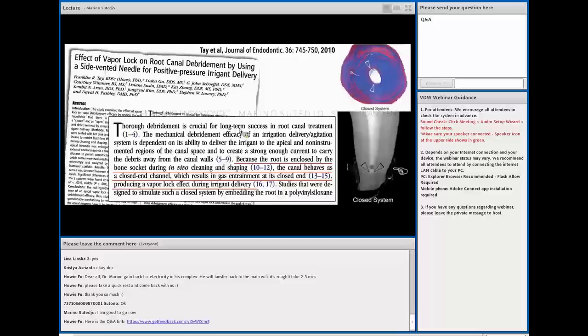When we use sodium hypochlorite as our main irrigation solution to dissolve tissues and kill bacteria, when the sodium hypochlorite contacts the tissue, it will digest the tissue and release some oxygen. When this happens, sometimes we might have what we know as a vapor lock, or a bubble trap. There is a bubble inside there. It means that the irrigants cannot reach the length, because there is a bubble trap that the irrigants cannot penetrate into the apical area.